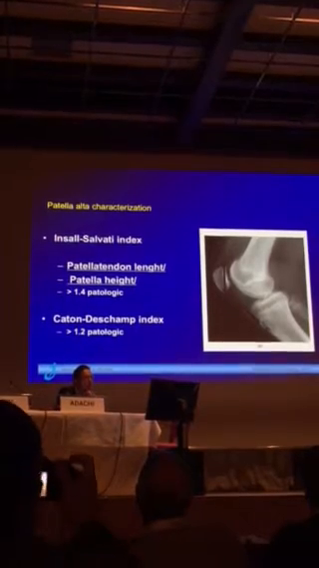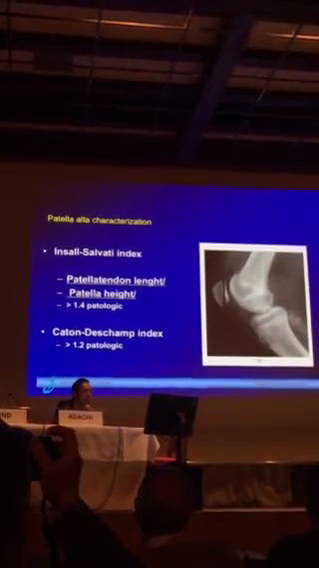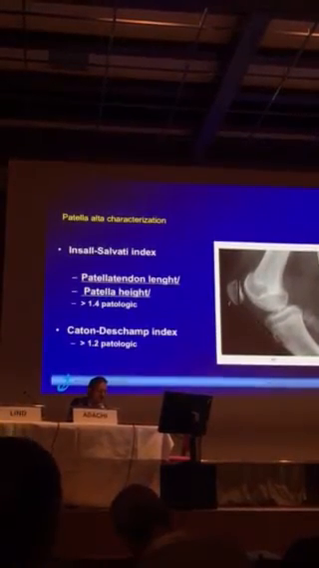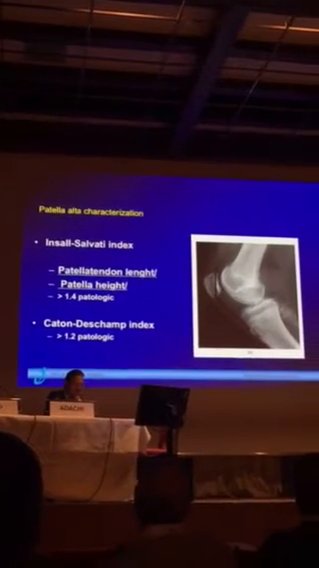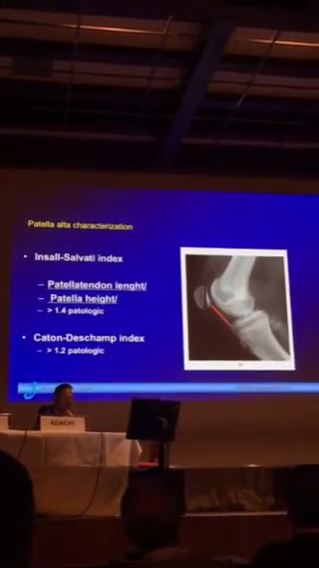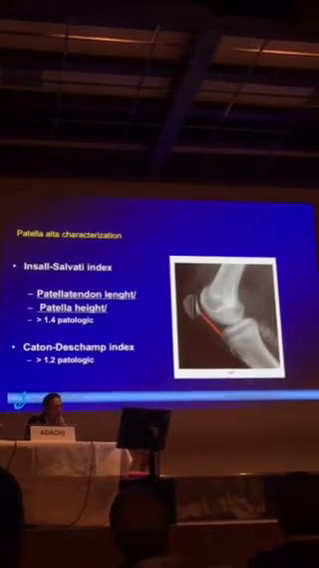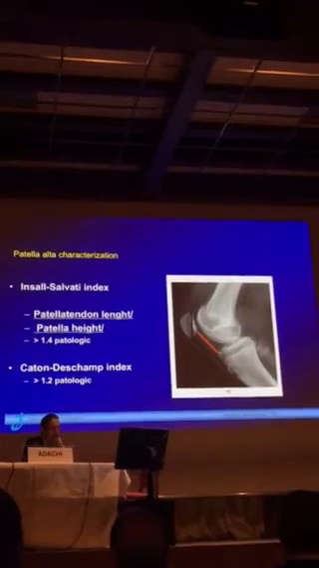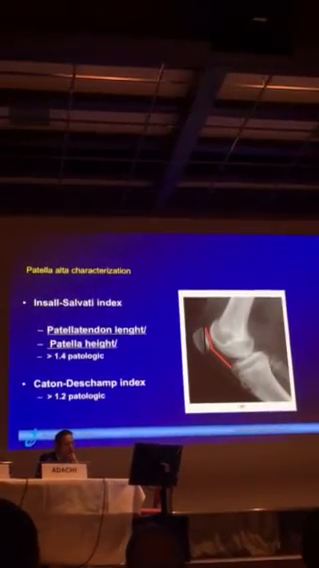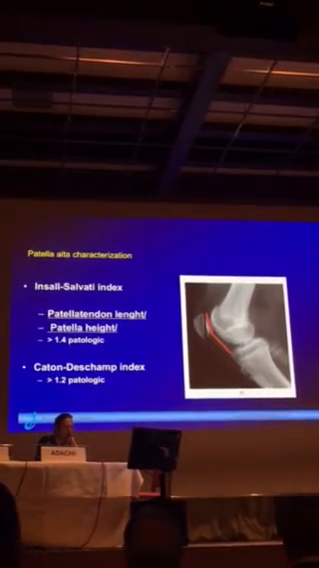Patella also can be characterized by different indices. The Insall-Salvati is the most commonly used, and that is the index between the patellar tendon length and the height of the patella, and more than 1.5 is pathologic. Another is the Caton-Deschamps index, which is an index between the distance from the inferior cartilage edge of the patella to the tibial plateau, and the cartilage edge length of the patella. Here 1.2 and above is pathologic.